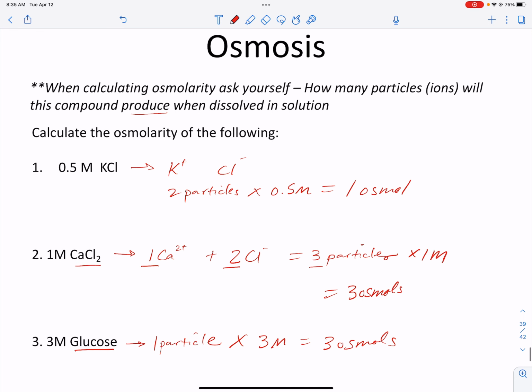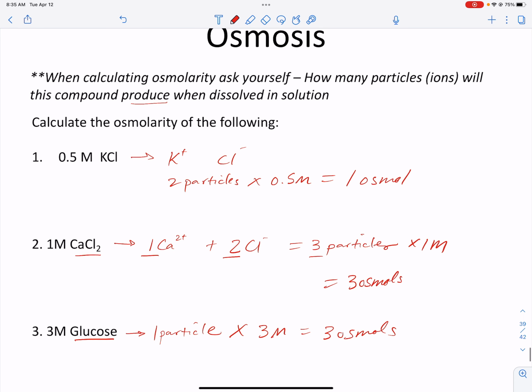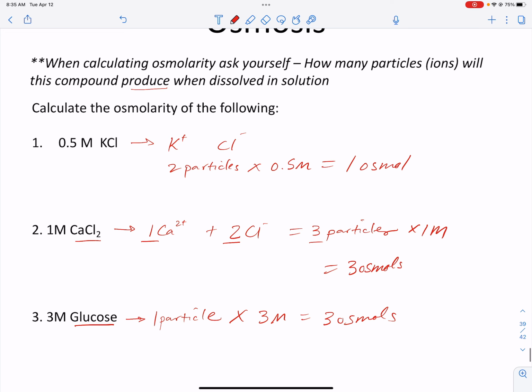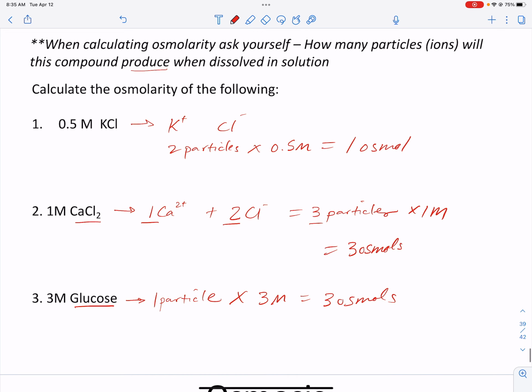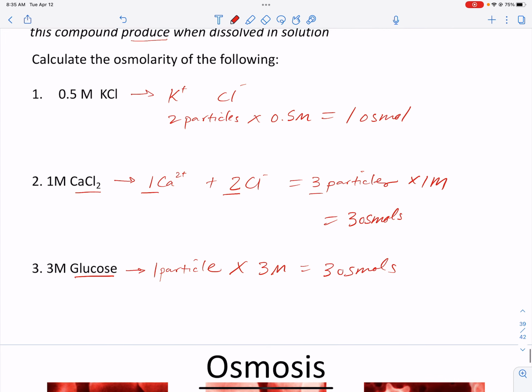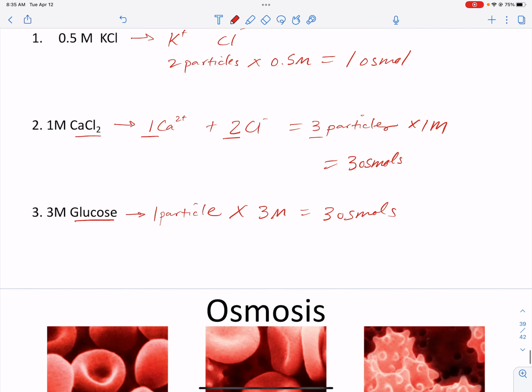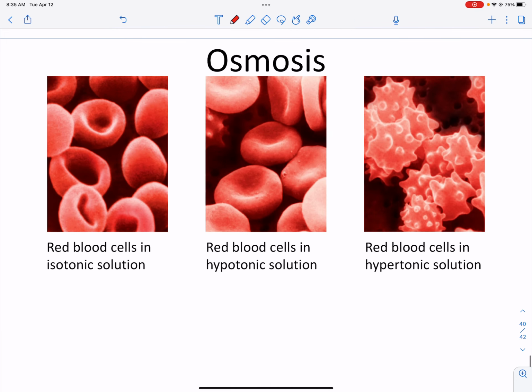So that is some example and some practice with calculating osmolarity from compounds. There's some more really good practice problems in the back of chapter 9 in the textbook. Okay, osmosis.